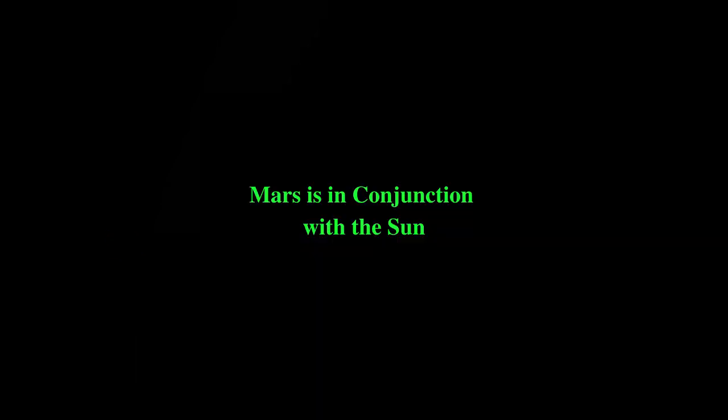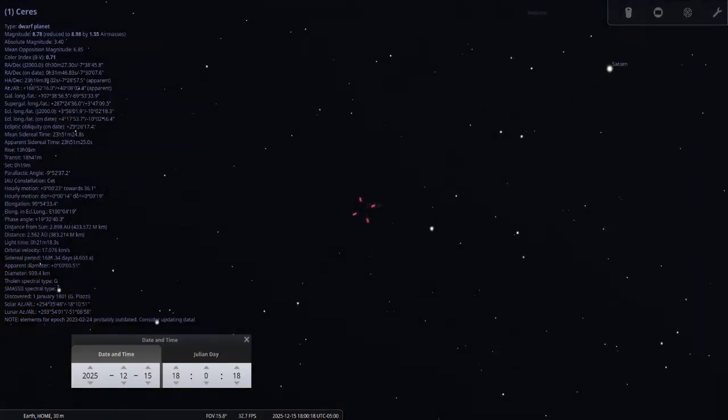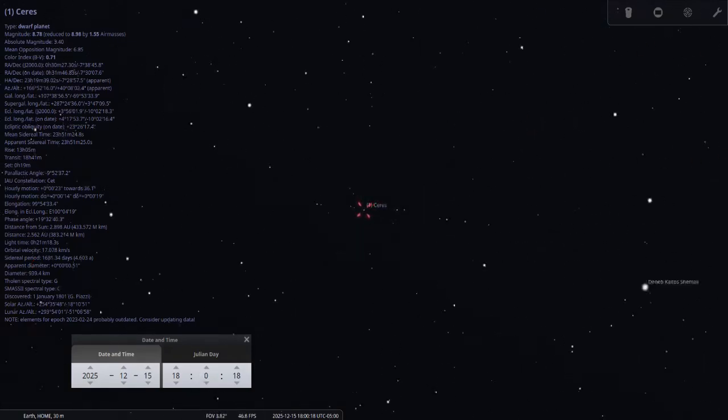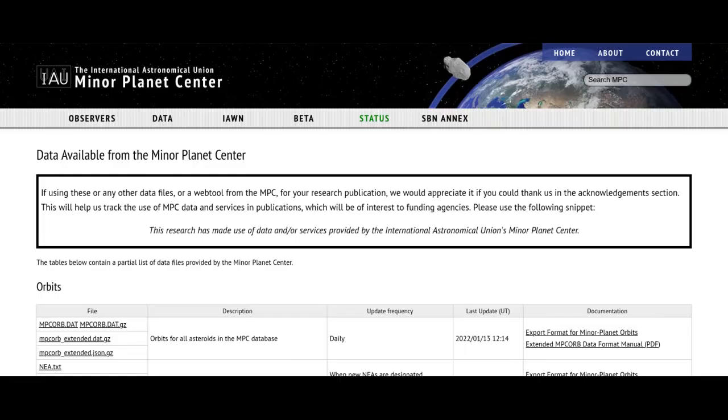Mars is approaching conjunction and is not visible. Ceres is our asteroid of the month. You will find this minor planet in Cetus the Whale, to the left and slightly below Saturn in the southern sky at 40 degrees up from the horizon. Consult the Minor Planet Center for its exact location.